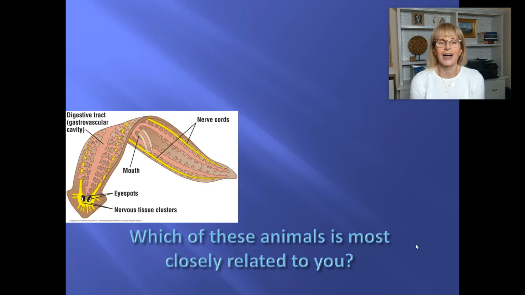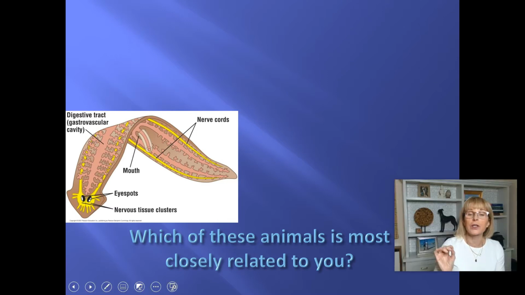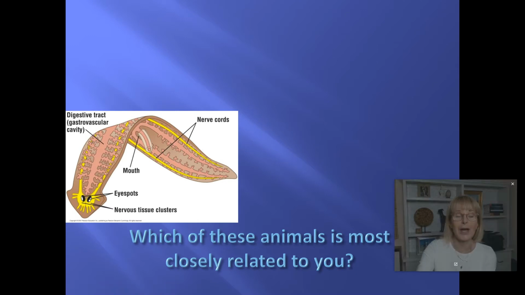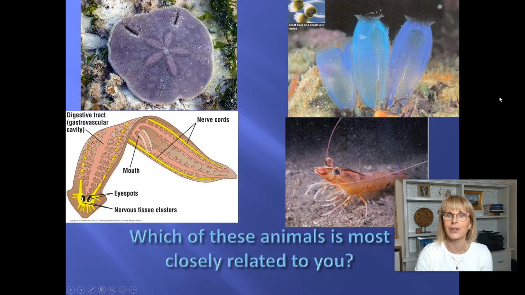But now we're on the third lab, and we are going to be talking about the things that are more closely related to us. So my first question to you is, which of these animals that I'm going to show you do you think is most closely related to you? Here we've got the flatworm. That was our little planaria, right?